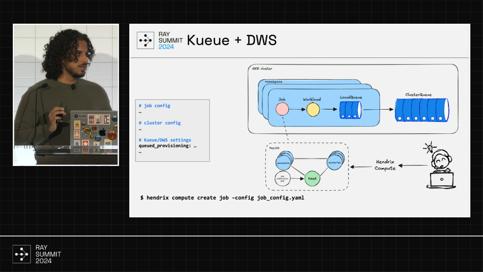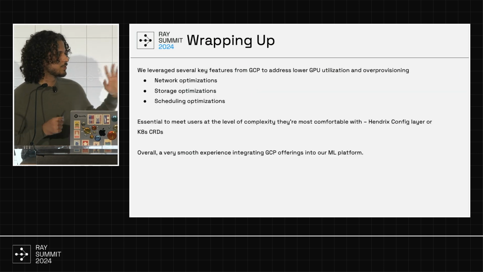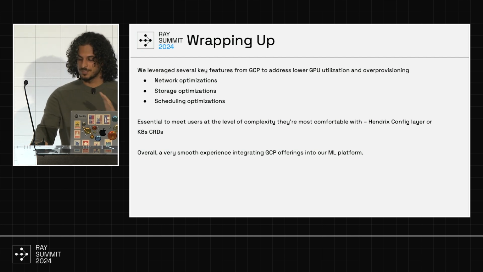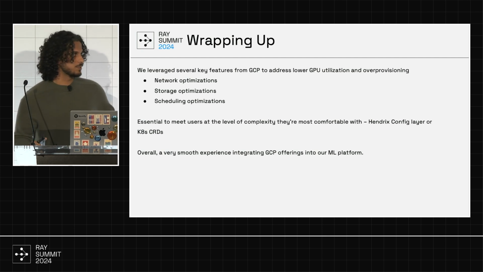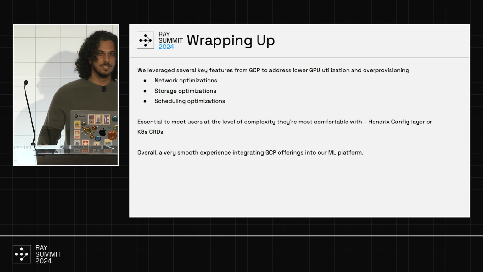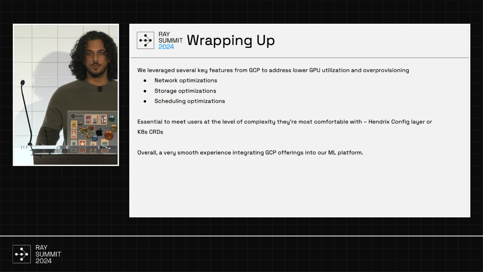Again, I'll tie two concepts, two things that we talked about, and try to bring the points together. From the GKE side, we use a lot of optimizations. Three categories are talked about: network optimizations, storage optimizations with GCS Fuse, and scheduling optimizations with Q and DWS.